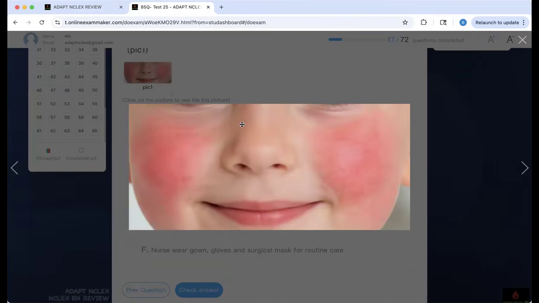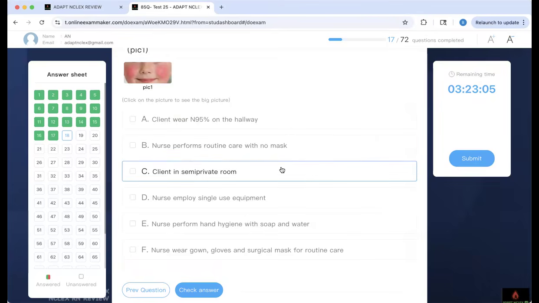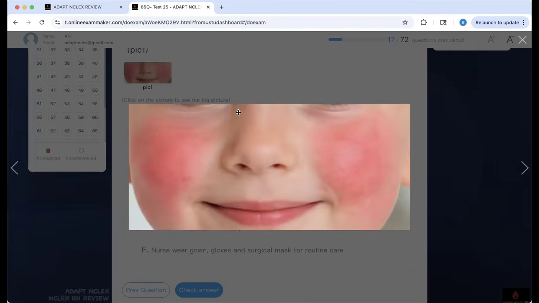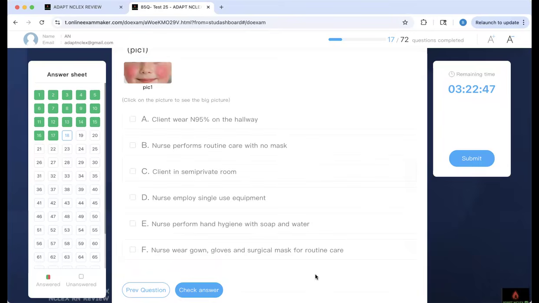I can tell you, this is Parvo B19, right? Slapped cheek rash. Parvo B. If you see the rash, usually it's droplet. But the presence of the rash will turn it into standard precaution. If there's no rash and you know based on patient symptoms it's Parvo B19, they get a droplet precaution, or the immunocompromised. This patient has a rash now. Now it's non-infectious. It's a standard precaution. Therefore, the client does not wear N95. It's not needed. The nurse performs routine care with no mask, no need to wear a droplet precaution surgical mask.